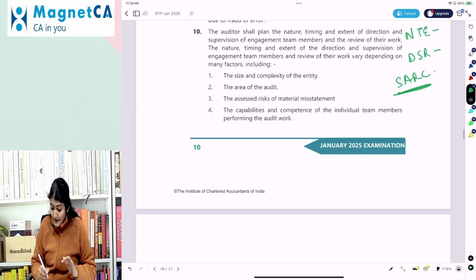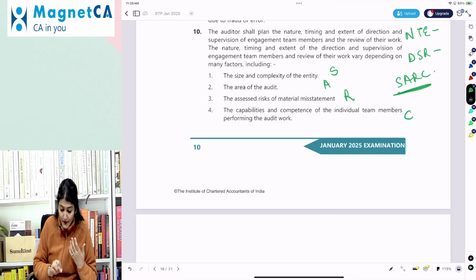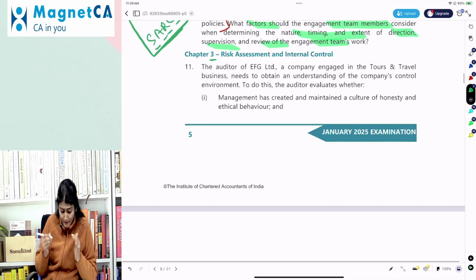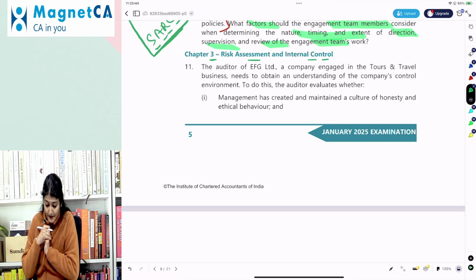What is SARC? Size and complexity of the entity, area of the audit, risk of material misstatement, competence and capability of the individual team members performing the audit work. Okay, right, coming to the next question. Question number 11, which is from the chapter of the risk assessment and internal control.